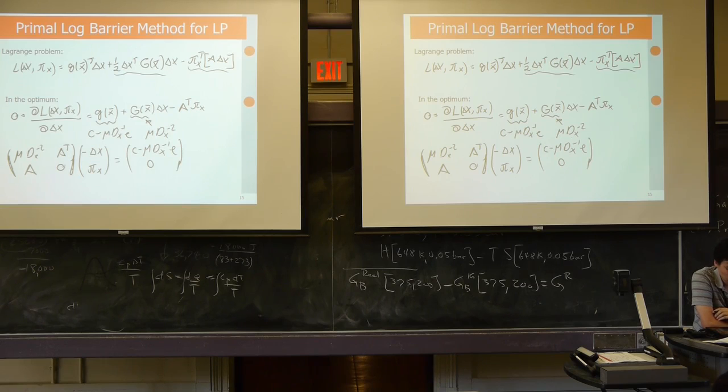This is a linear equation. We just need to solve this for delta x and pi of x. So you solve this for delta x, everything you know, and that will be your update. So x plus will be the previous x bar plus delta x. This algorithm is called the primal log barrier method for linear programs.